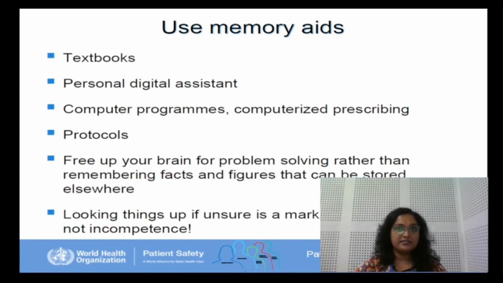We have already discussed this n number of times. Use memory aids. We don't need to know everything by heart. So place information charts, infographics, flow charts around your workplace. Use pocket drug guides and handbooks published by reliable agencies. Stick to protocols and procedures. And if you can't remember something or you feel doubtful, just go look it up.